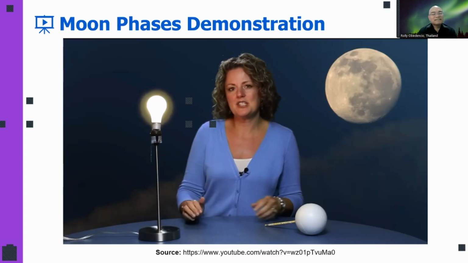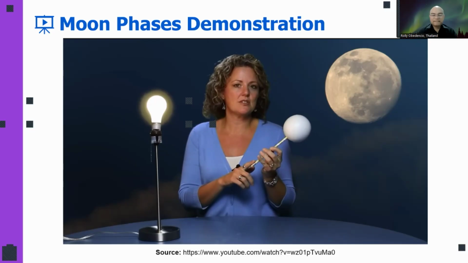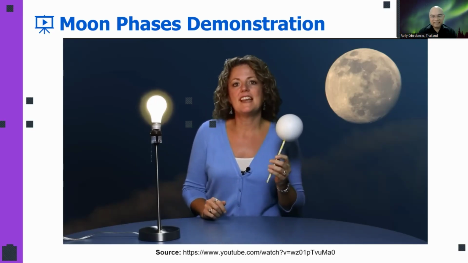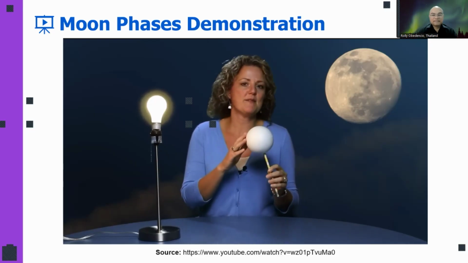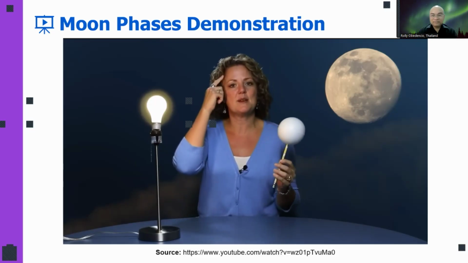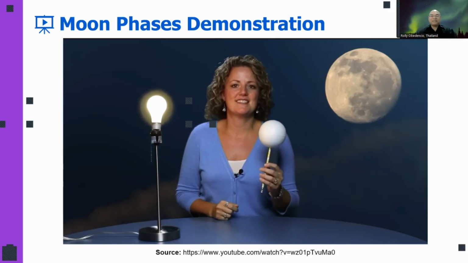Well, to do this activity, you only need four simple things. You need a lamp with the shade removed, a white foam ball, a pencil, and a dark room. The darker the room, the better. Now, in this model, the lamp is going to represent the sun, and of course, the white foam ball is going to represent the moon, and your head is going to represent the earth. So let me show you how this works.